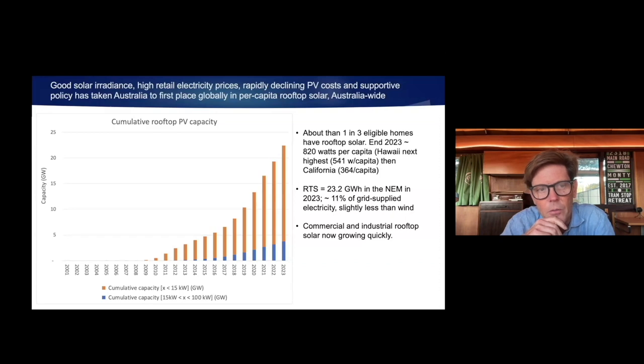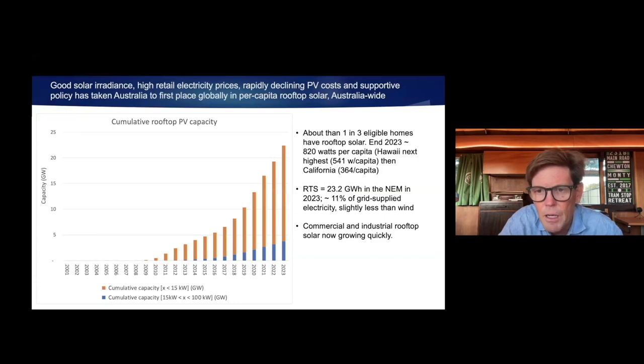In cumulative terms, there's about, at the end of last year, 23 gigawatts of rooftop solar, the vast bulk of which was household rooftop solar, less than 15 kilowatt. And the blue bars is C&I, factories and warehouses and so on. About one in three eligible homes have rooftop solar, and per capita, about a megawatt now, which is about 30% higher than the next highest globally, and about twice as high as the highest in the US on the West Coast.